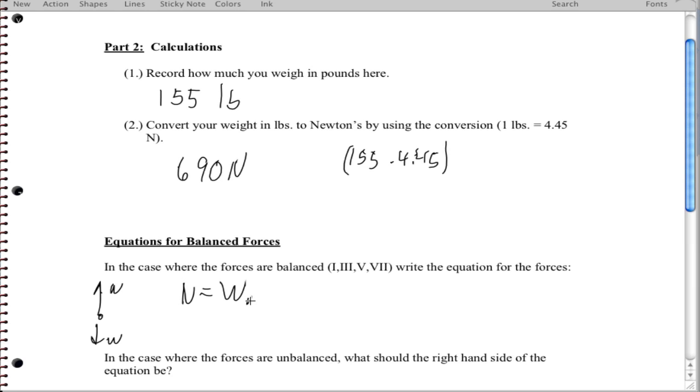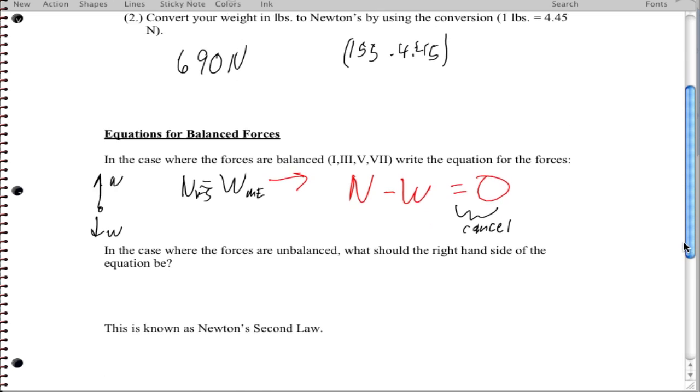You can write the normal equals the weight like we did last week. But I'm going to prefer now that we start talking about forces balancing and unbalancing this way. When the forces balance, you subtract the weight from the normal, and those cancel. Okay, so this 0 means that they cancel.